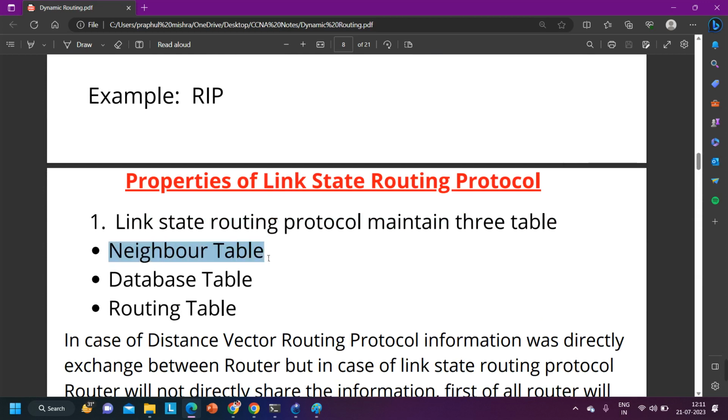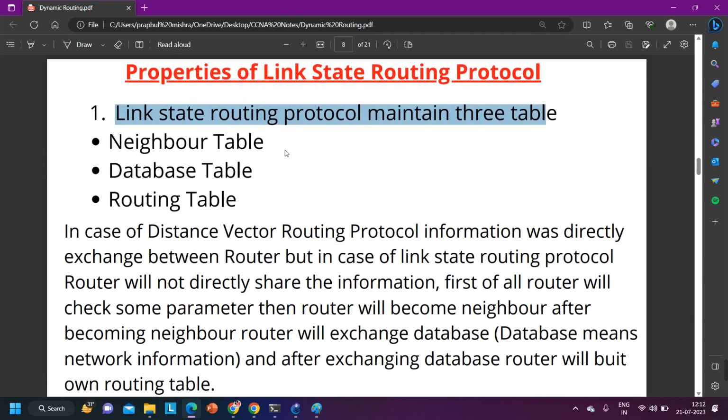Here I have also mentioned, you can see, it maintains 3 types of table: neighbor table, database, and routing table. Link state routing protocols maintain 3 types of table. This is not actually a property of OSPF; this is a property of link state routing protocols. Let's say we have one more link state routing protocol in this universe. That routing protocol will also maintain 3 types of table, because this is a property of all link state routing protocols: neighbor table, database, and routing table.